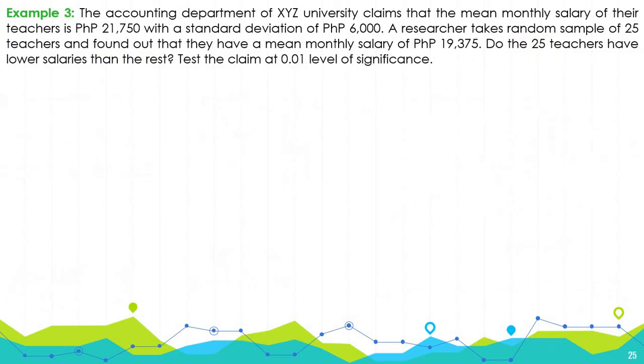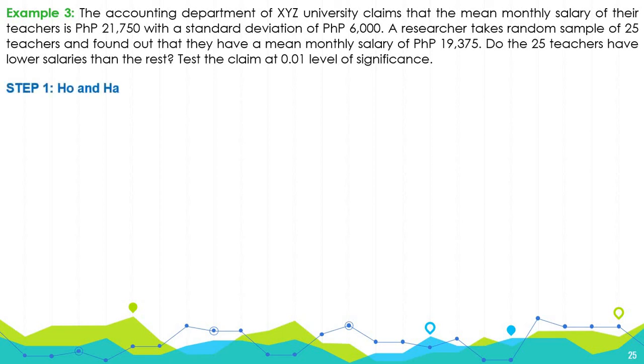Lastly, for example number 3, the accounting department of XYZ University claims that the mean monthly salary of their teachers is 21,750 with a standard deviation of 6,000. A researcher takes a random sample of 25 teachers and found out that they have a mean monthly salary of 19,375 pesos. Do the teachers have lower salaries than the rest? Test the claim at 0.01 level of significance.